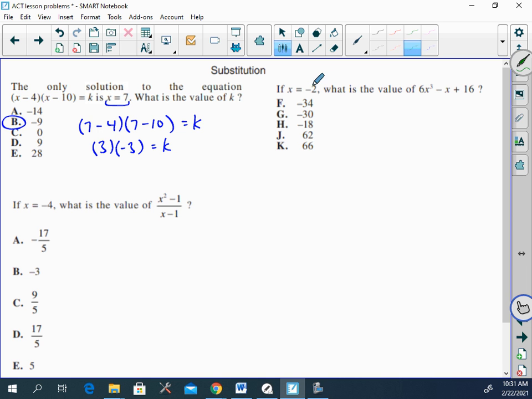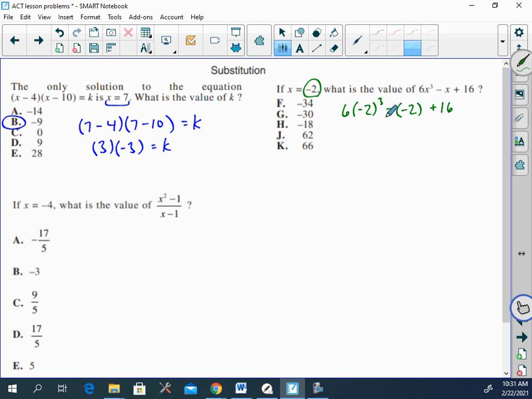Okay, over here you have to be careful because this time our x is a negative. So because our x is a negative, you need to make sure that you are using your parentheses correctly, especially if there's an even exponent. A lot of times people will get those wrong. That's where this one, a lot of people would get that one wrong. So this one up here, we're plugging negative 2 in for x. So I have 6 instead of x cubed, negative 2 cubed, and then minus, and then we put x in the parentheses, negative 2, and then plus 16.